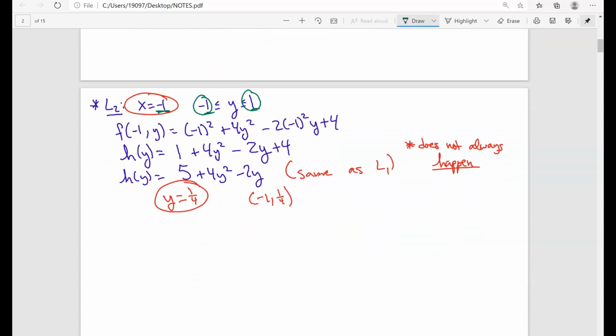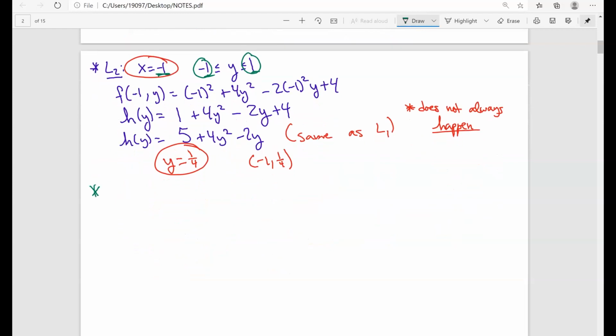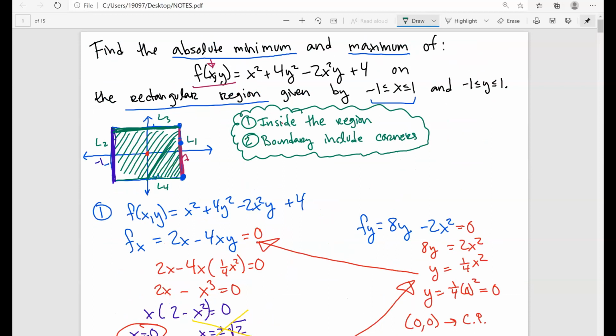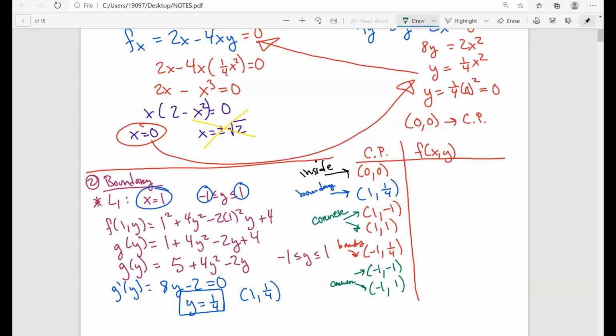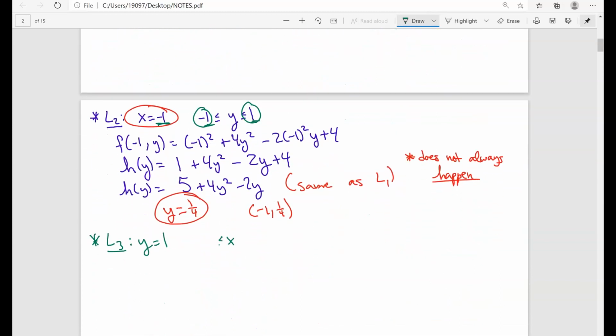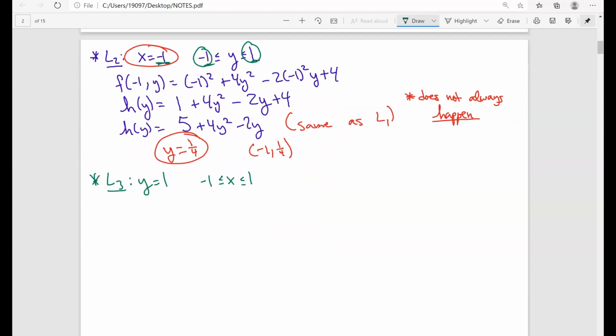Okay, so let's go down. At L3, y equals 1, because if you look at the boundary again, this is at y equals 1, specifically at 1 on the y-axis. And the range of x values in this case is going to be between -1 and 1. So I'm going to go ahead and plug in 1 for the y value.